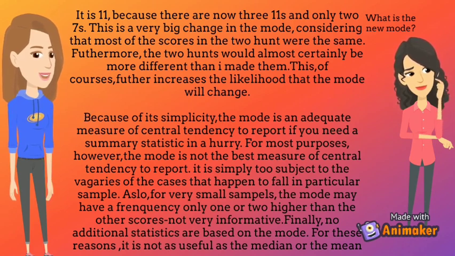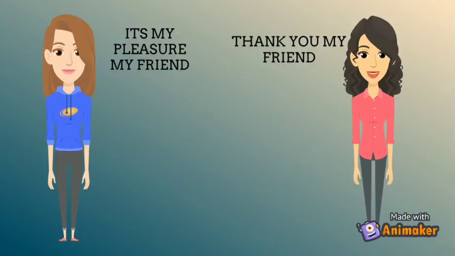Because of its simplicity, the mode is an adequate measure of central tendency to report if you need a summary statistic in a hurry. For most purposes, however, the mode is not the best measure of central tendency to report. It is simply too subject to the vagaries of the cases that happen to fall in a particular sample. For very small samples, the mode may have a frequency only 1 or 2 higher than the others, which is not very informative. Finally, no additional statistics are based on the mode. For these reasons, it is not as useful as the median or the mean.